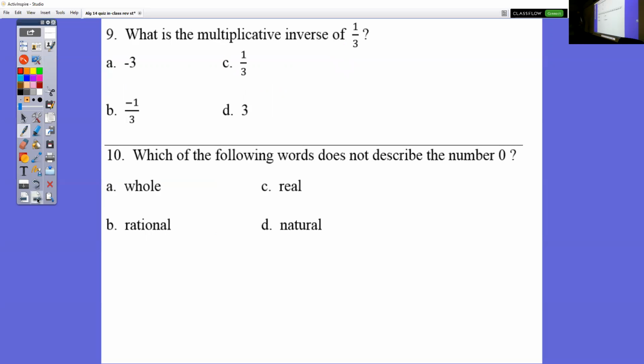Take a look at number 9. In number 9, what is the multiplicative inverse of 1/3?